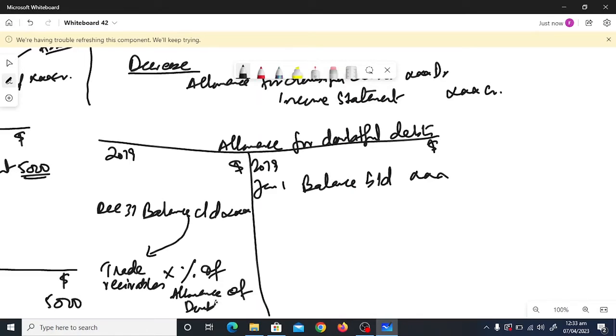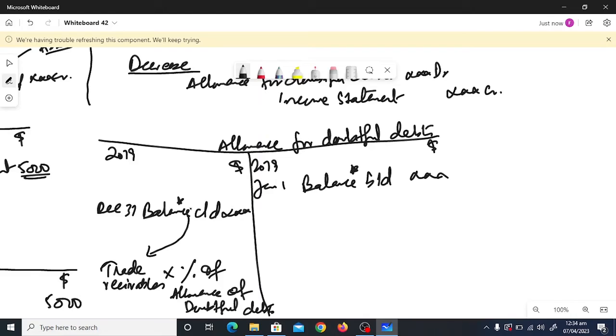You will multiply that balance with the percentage of allowance for doubtful debts, which will be given in the question. When you multiply it with the trade receivables balance given in the question, you will get an answer. That answer will be the balance CD of the question. That balance CD which you calculate, minus the balance BD which is given.